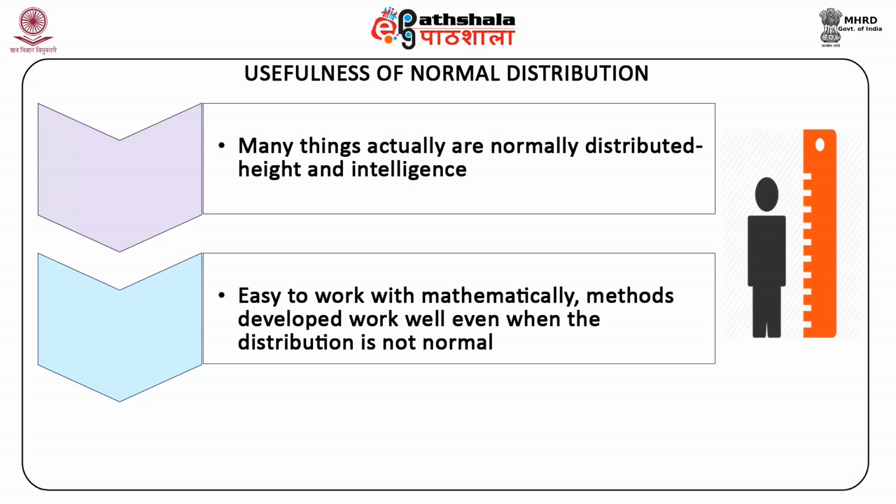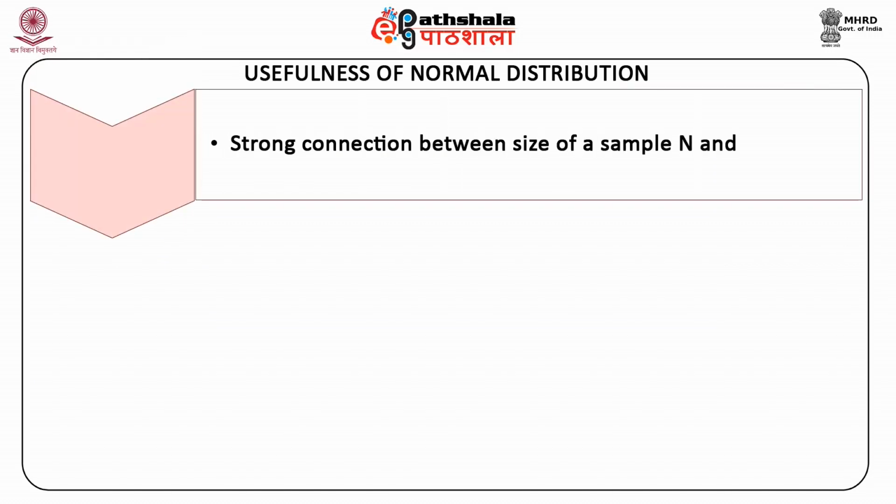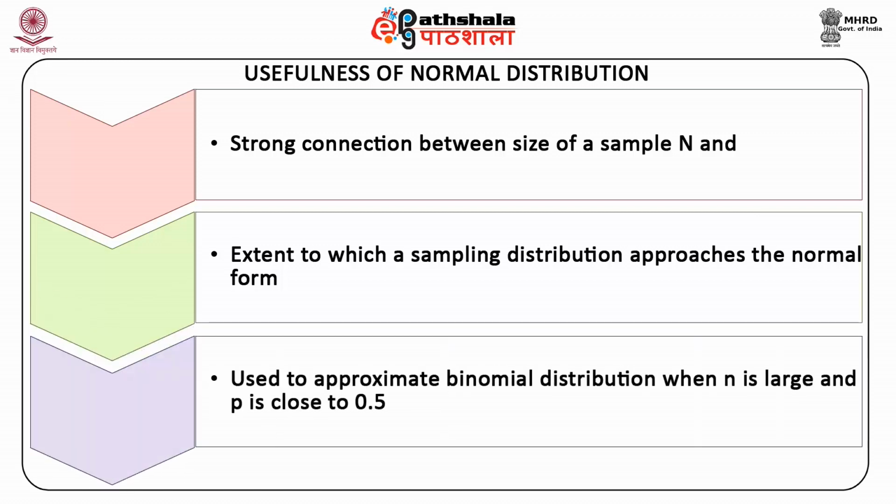In many practical cases, the methods developed using normal theory work quite well when the distribution is not normal. There is a very strong connection between the size of a sample n and the extent to which a sampling distribution approaches the normal form. Many sampling distributions based on large n can be approximated by the normal distribution, even though the population distribution itself is definitely not normal. Also, the normal distribution can be used to approximate the binomial distribution when n is large and p, the probability of success, is close to 0.5.